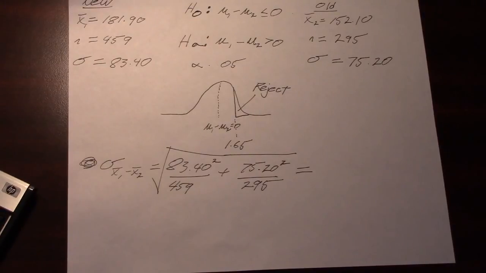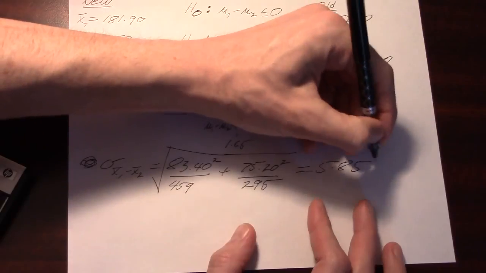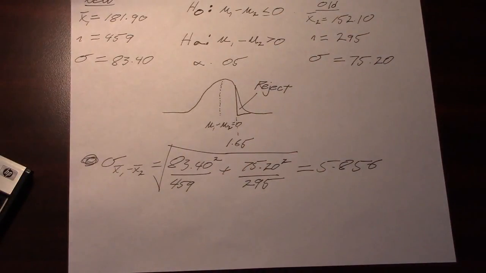So let me crunch that. 83.4 squared divided by 459, plus 75.2 squared divided by 295, square root that whole thing. I'm coming out to 5.856. Now I'm going to store that number in my calculator because I'm going to use it for a calculation in a moment. Store 1, enter.